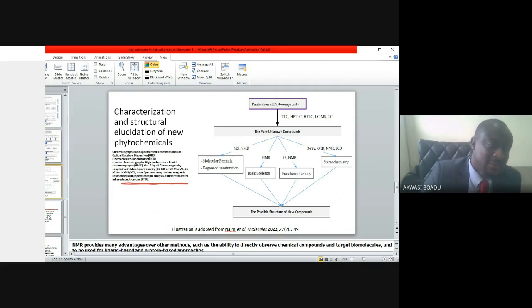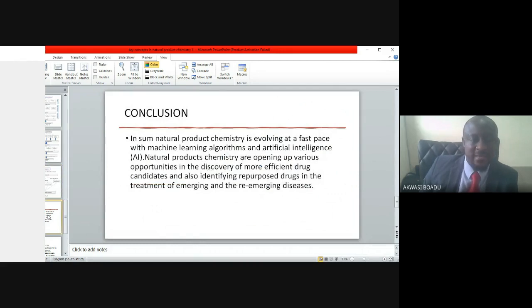In sum, I would conclude by saying that natural product chemistry is evolving at a very fast pace. And now with machine learning algorithms and artificial intelligence, natural product chemistry is opening up a lot of opportunities in the discovery of more efficient methods, more drug candidates, and also by using it to identify repurposed medicines or therapeutics to treat emerging and re-emerging diseases. Science is around us. Let us look around us. Nature has given us all that we need, and nature is chemistry. I thank you.